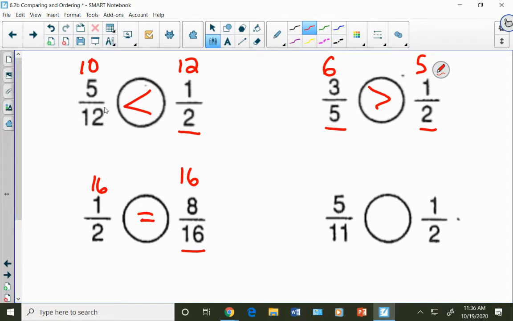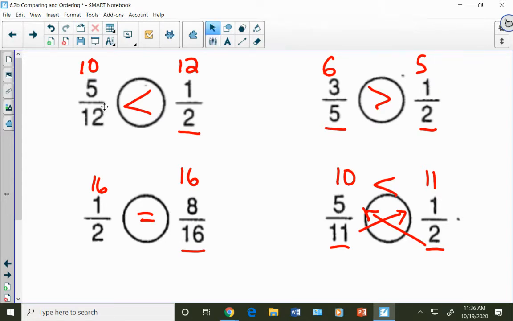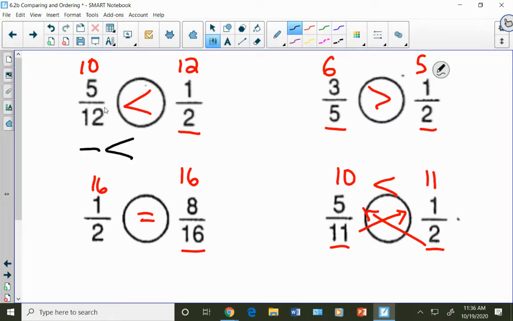Now, let's try this one. 11 times 1 is 11. And 2 times 5 is 10. And 10 is less than 11. So 5/11 is less than 1/2. That's pretty simple, pretty straightforward, easy to tell. Remember that smaller numbers always are pointed at, meaning pointed in this direction. And bigger numbers always get eaten. We always like to put the teeth on there to show that it's getting eaten, the bigger number.